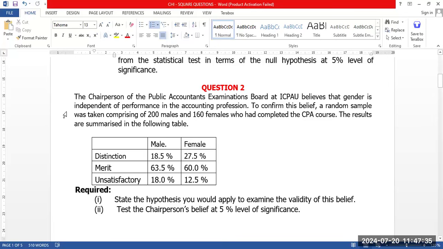So we read our case study. The chairperson of the Public Accountants Examinations Board at ICPAU, that is the Institute of Certified Public Accountants of Uganda, believes that gender is independent of performance in the accounting profession. Okay, before we proceed, colleagues, do you believe that statement?